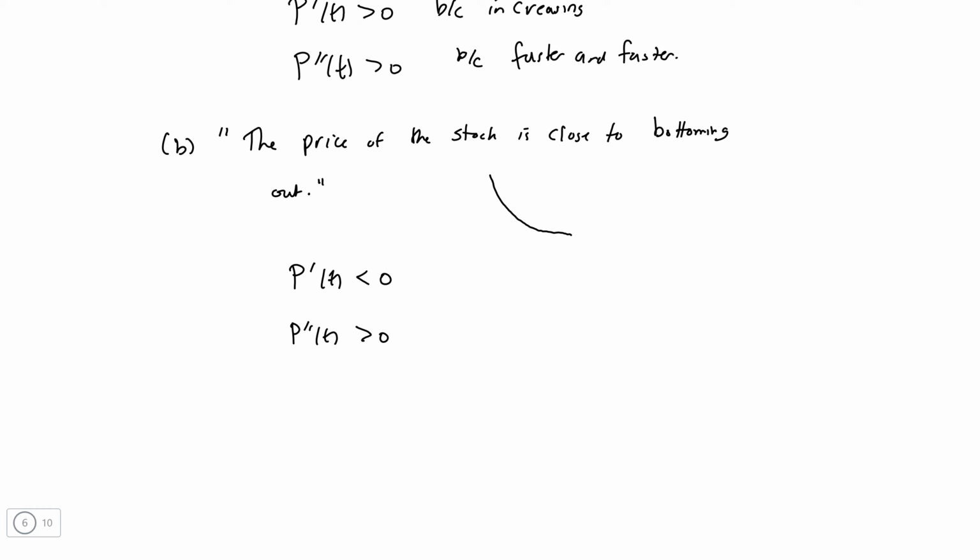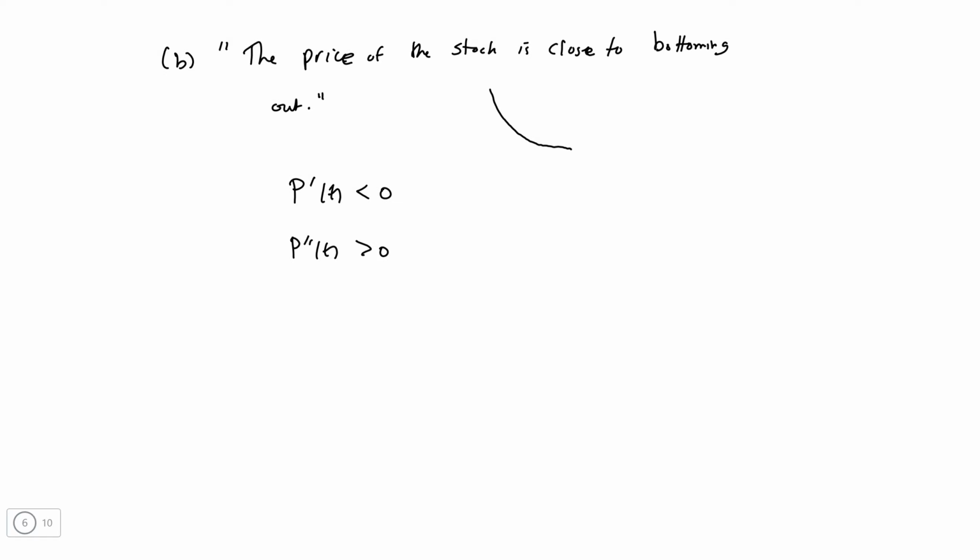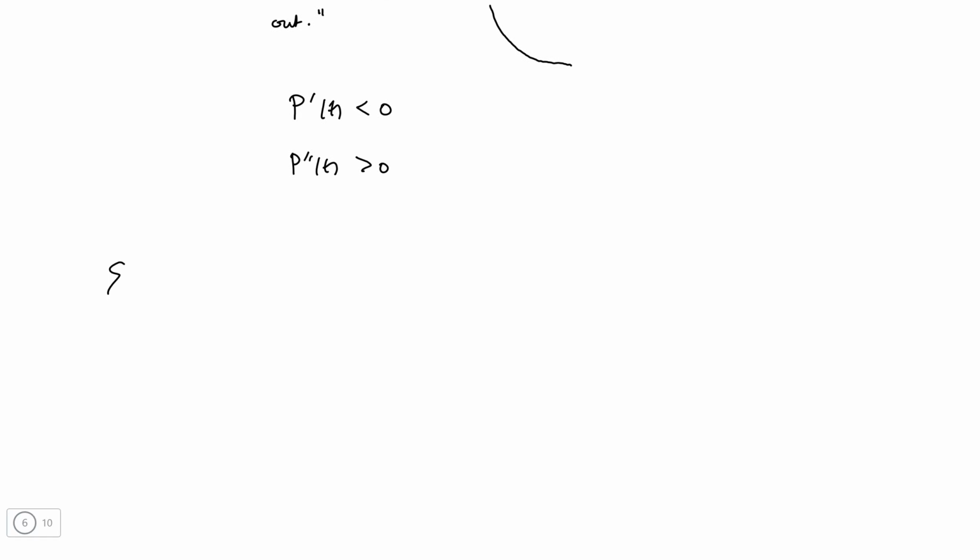So this gives us a real world example. If you're told something in the news about a stock price, you can tell what's going on in terms of the function, what the function of the price of that stock actually looks like. Let's try one more example before we close out this section.